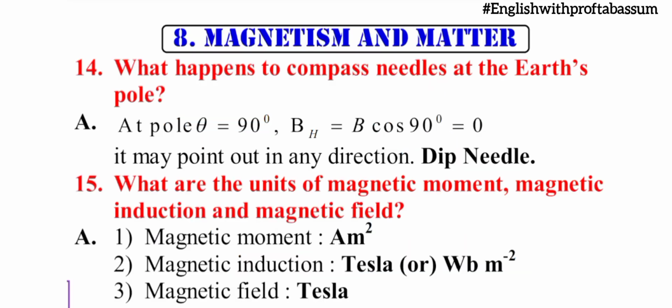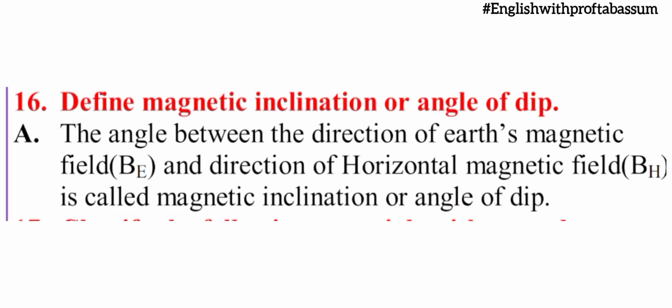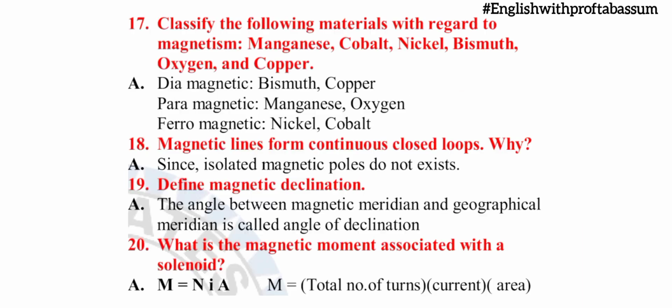Chapter 8, magnetism and matter. What happens to compass needles at the Earth's pole? What are the units of magnetic moment, magnetic induction, and magnetic field? Define magnetic inclination or angle of dip. Classify the following materials with regard to magnetism: manganese, cobalt, nickel, bismuth, oxygen and copper.